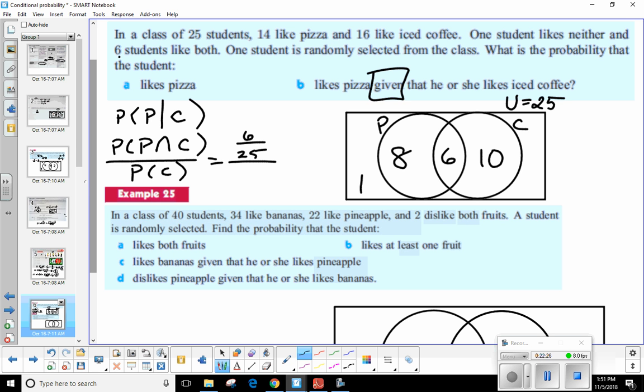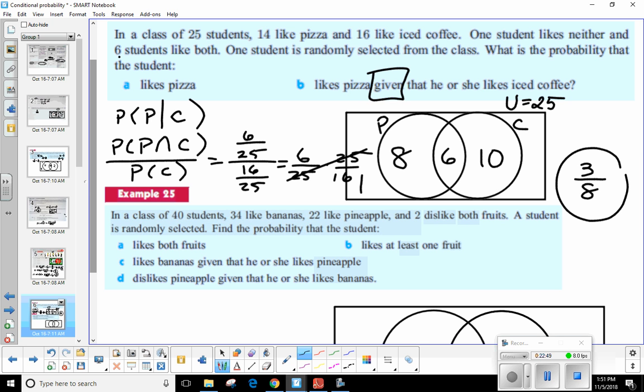And the probability of just the coffee is 16/25, right? So dividing by a fraction is the same as multiplying by the reciprocal. So 6/25 times 25/16. Those 25s are out. What is 6/16? 3/8. Okay, that's it.